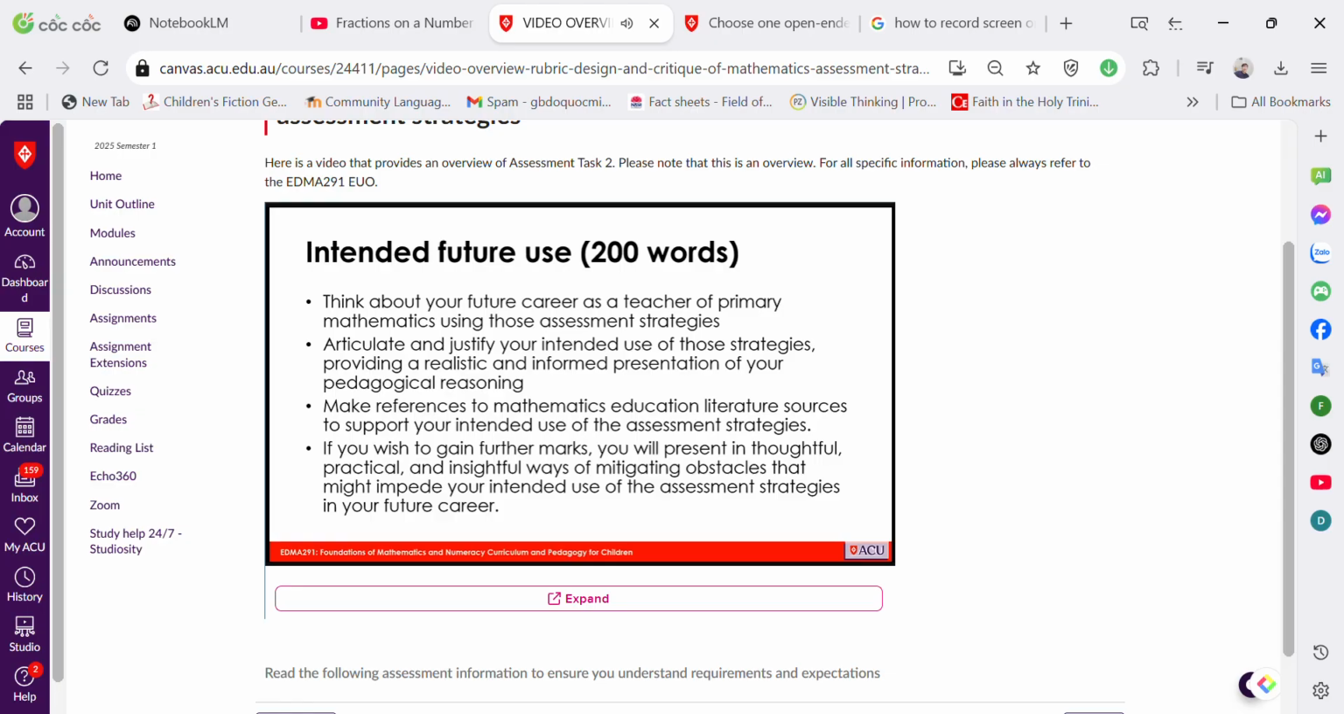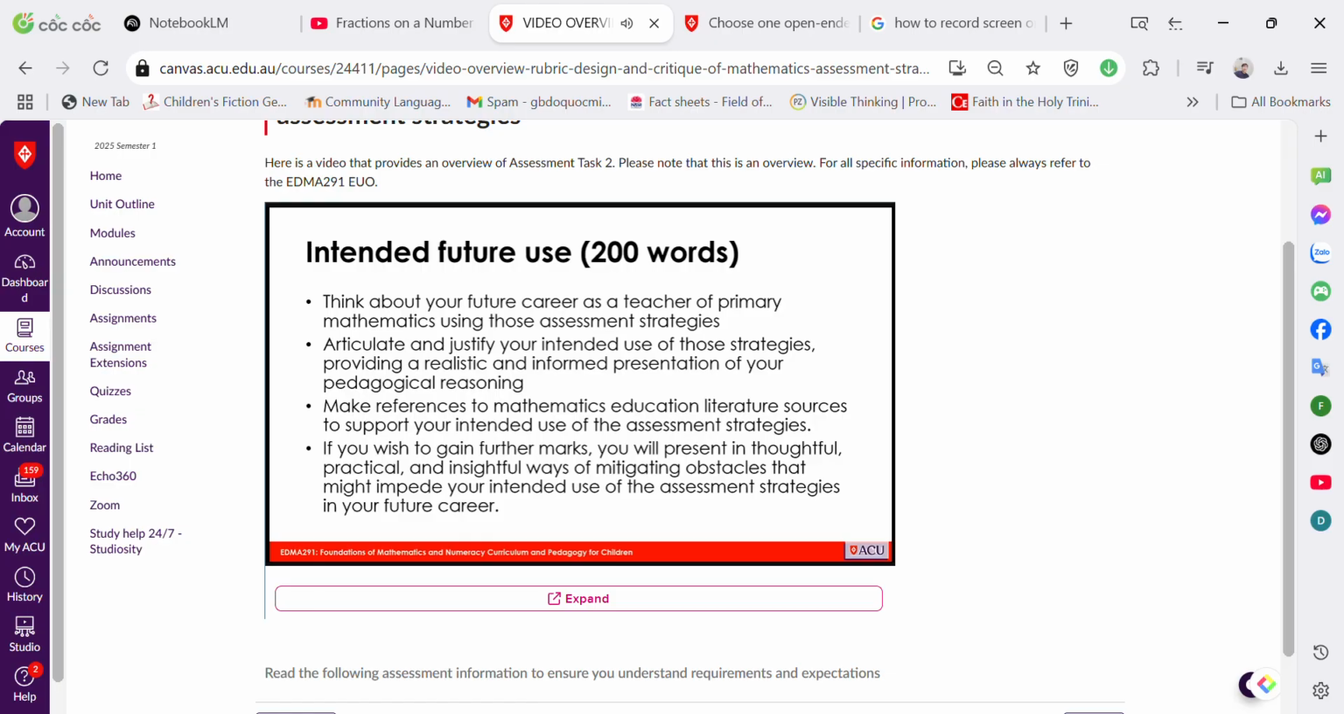You're going to make references again to maths education literature to show that you've been able to say, I get what these authors are telling us what effective teachers would do with those particular assessment strategies. And if you would like to gain extra marks, you're going to present a very thoughtful, practical and insightful way of mitigating obstacles that might impede your intended use.